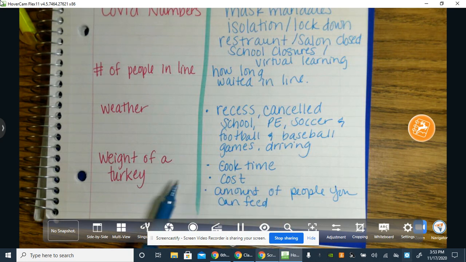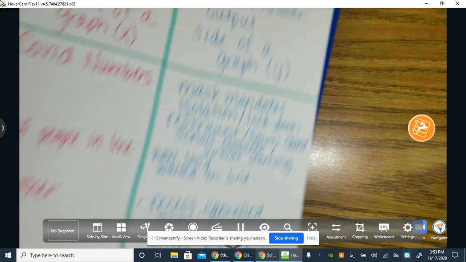So you want to make sure that with the weight of the turkey and the amount of people, you'll have enough turkey to feed the amount of people. Okay, so that's a dependent variable. This is your independent. Okay, let's turn our page over.